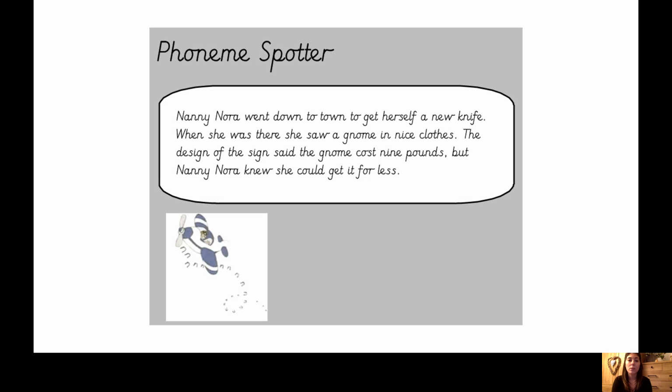Now this phoneme spotter has some sounds hiding in there. And you need to try and find all of the words that have that sound and see if you can identify which letters in those words are making the sound. I'm going to give you a clue. There are 4 different groups of letters that are making these sounds. I'm going to read it aloud to you and then you can have a little hunt for all of those phoneme words that are in there.